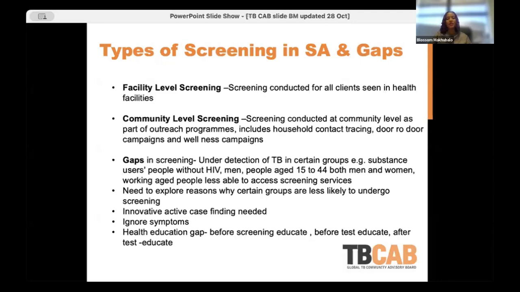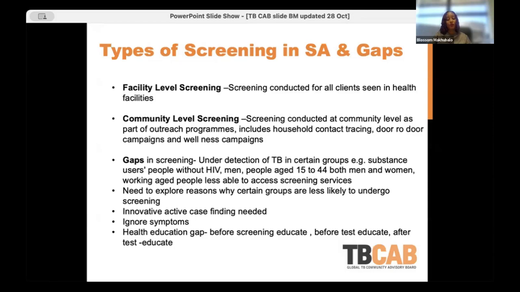And some of the gaps in screening, like I said, are the underdetection of TB in certain groups, for example substance users, who because of the substance use will not present at a facility, because currently our system is made up so that you have to get to a facility to get tested. And then people without HIV. This was actually picked up in the prevalence survey I alluded to. Men without HIV, working men for that matter, were found to have high rates of TB disease.